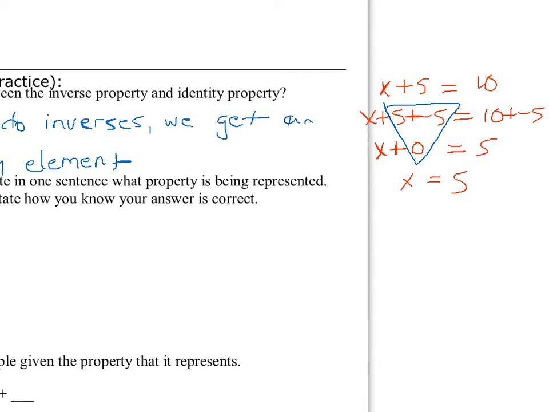Yes, Mr. Ross? Yeah, that part doesn't really make any sense. I can't see how you can just box in 5 plus negative 5 and 0 and the x is 5. How does that work? So this was using some equality properties. We added the negative 5 to both sides. So this was the 10 plus the negative 5. That's not really related to the work that we were doing with the identity and inverse property over here.